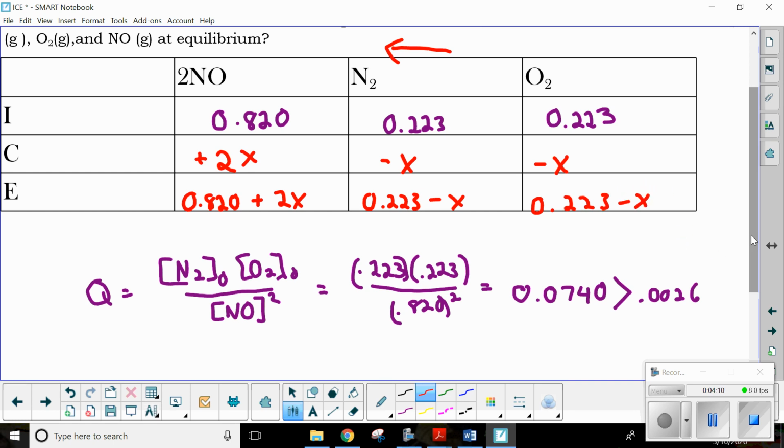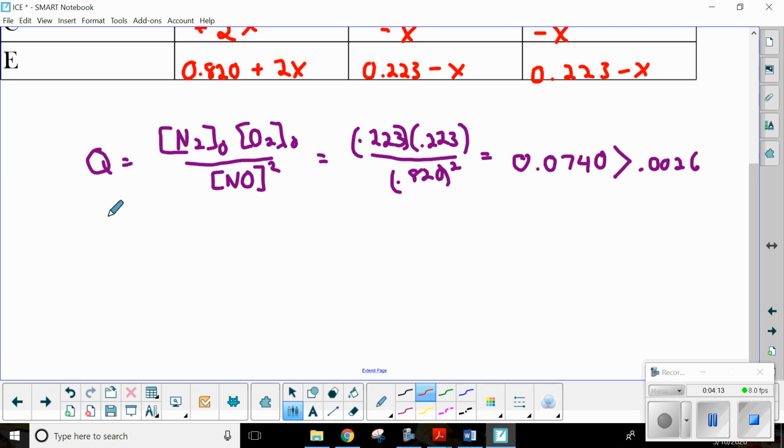All right, now this one's going to involve some algebra. I am going to want to figure out what x is, and that's going to give me my equilibrium concentrations. So I'm going to set up K to equal the concentration of N2, the concentration of O2, all over the concentration of NO to the second power, which I can fill in with the expressions that I got up here.